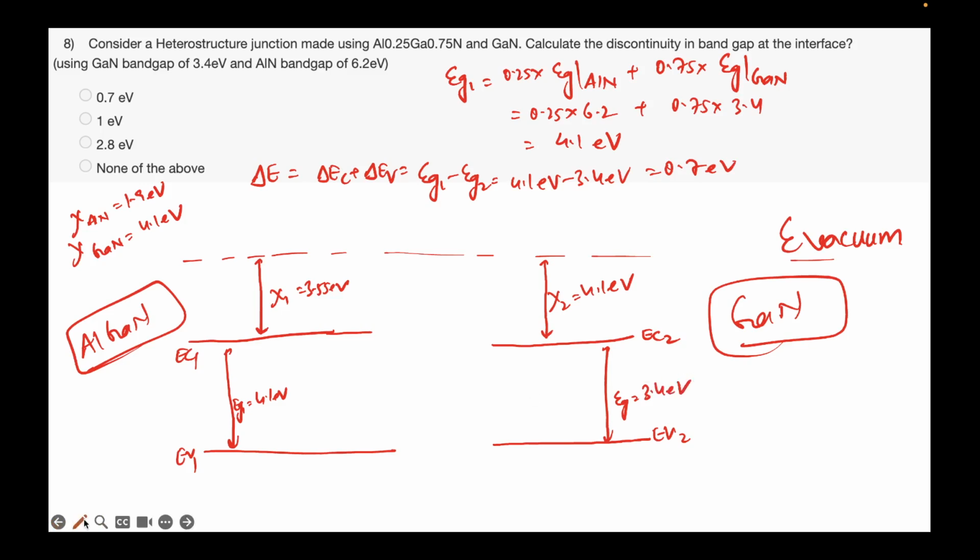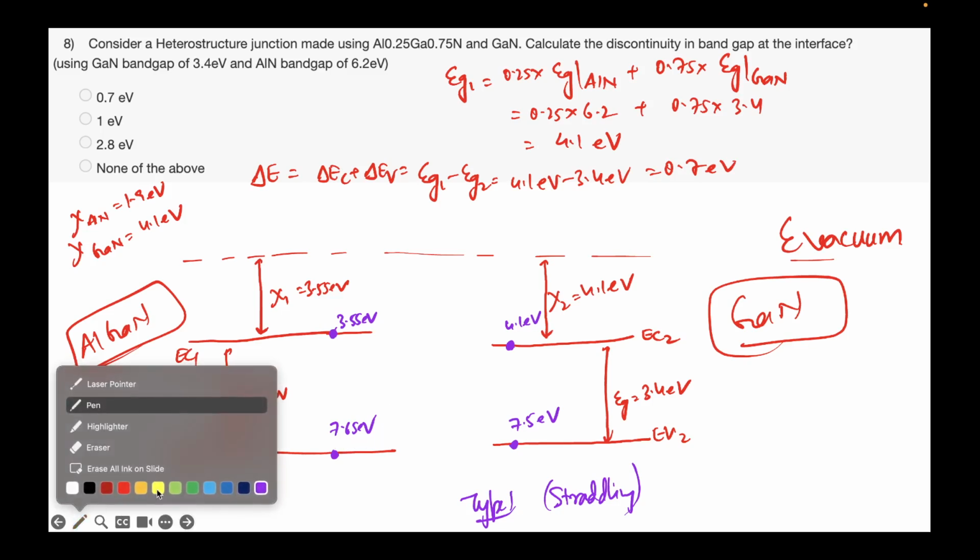Again let me write the absolute values from the reference level. So this level will be at 3.55 EV, and this will be 3.55 plus 4.1, so this will be 7.65 EV. This level will be at 4.1 EV. This level will be at 7.5 EV. Okay, again we notice this is a type 1 or a straddling type, because you can see the top of EC2 is less than EC1 and the bottom of EV2 is higher than EV1. So again this is a straddling type.